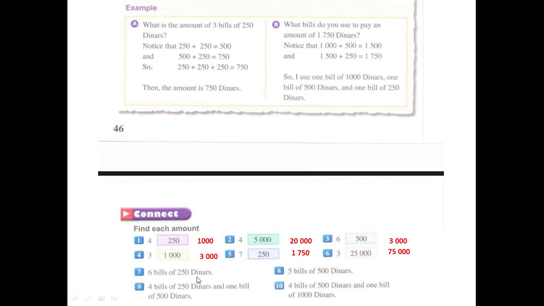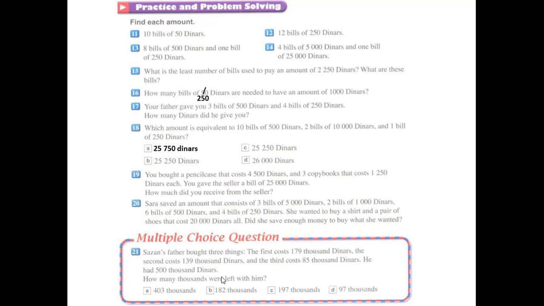6 bills of 250 dinars. 6 bills. Be careful. 4 of them is equal to 1,000. If I add 2 bills, it is going to be 1,500 dinars. Okay.